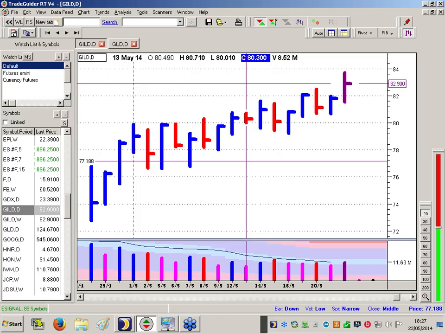Down bar, narrow spread. Very narrow, look. Volume very low. That's why it's going up, look. There's not a lot of selling pressure. That's why it looks as if it's got this.